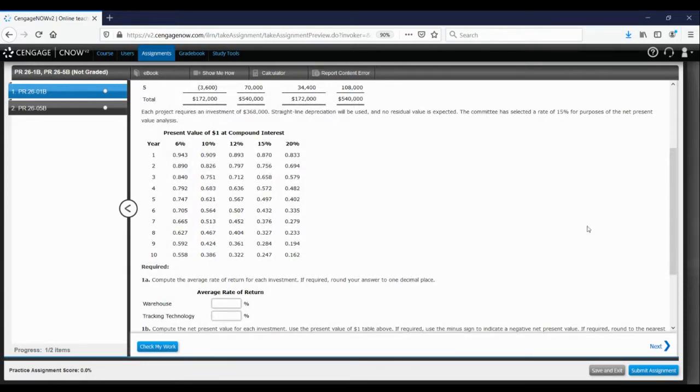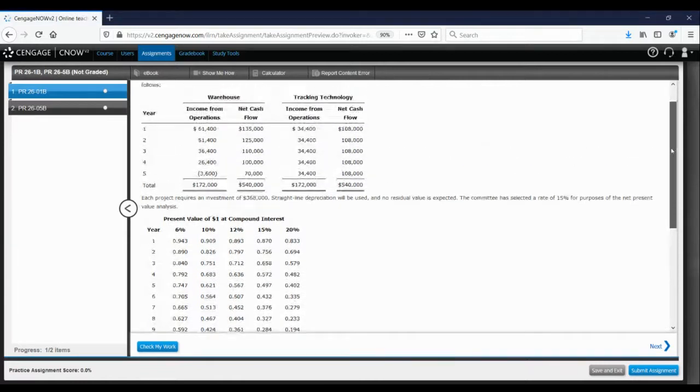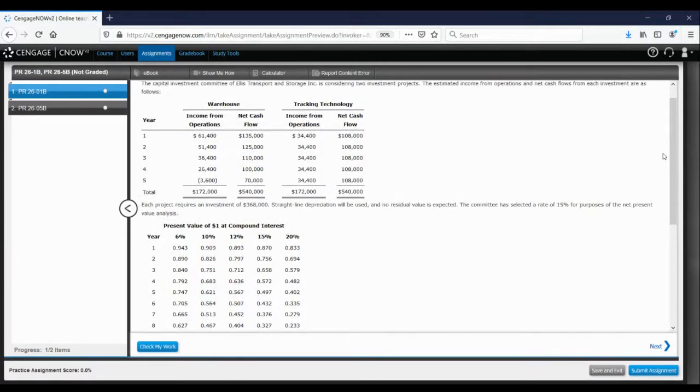Now, when you're determining the average rate of return, it's really important that you know the formula. So if you will, please, I want you to jot this down in your notes. The average rate of return is calculated by taking the estimated average annual income and dividing it by the average investment. Once you do that, that will give you the average rate of return.